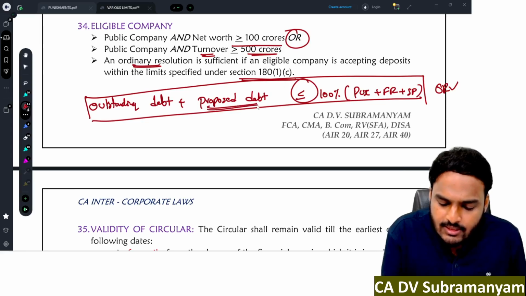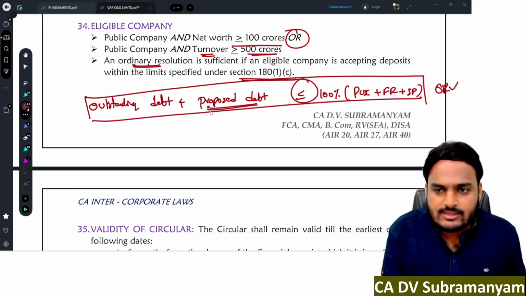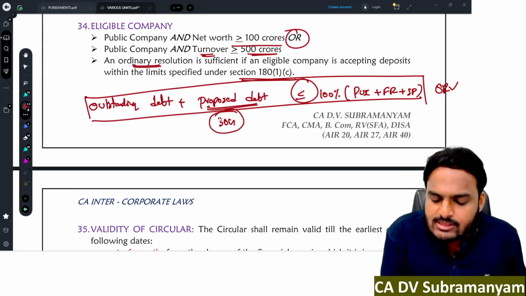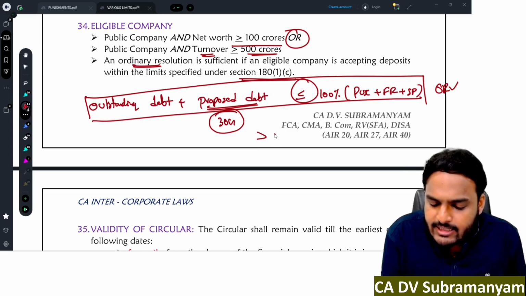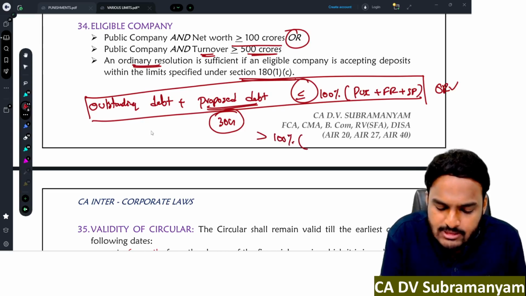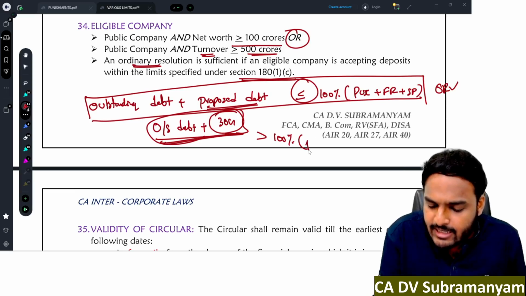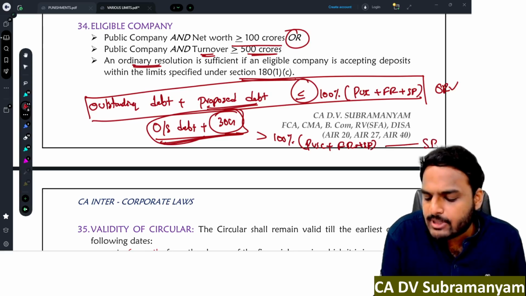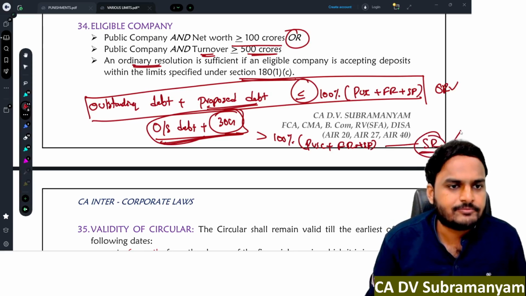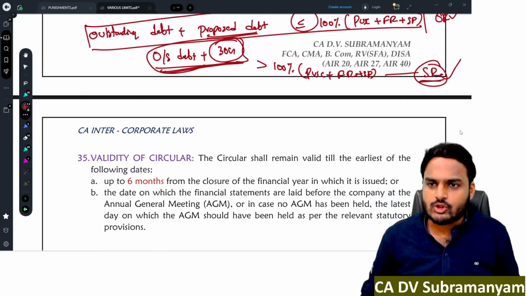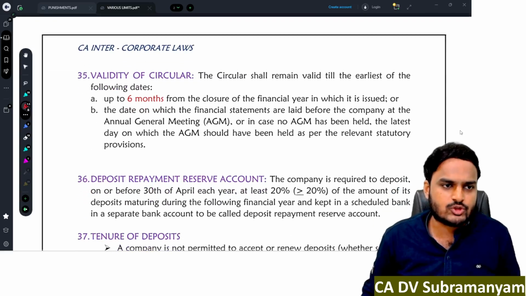Suppose the company is planning to accept 30 crores of deposits, and because of accepting these deposits, the limit is exceeding 100% of paid up share capital, sir. Outstanding debt plus this 30 crores, put together, exceeding 100% of paid up share capital plus free reserves plus securities premium, in that case a special resolution is compulsory. So up to 100% ordinary resolution, exceeding 100% special resolution.